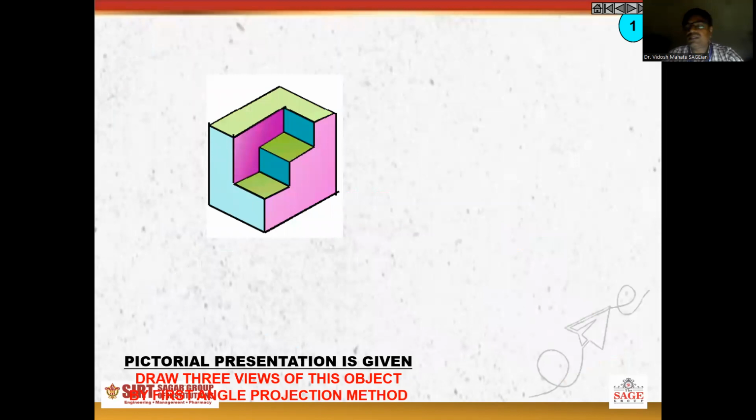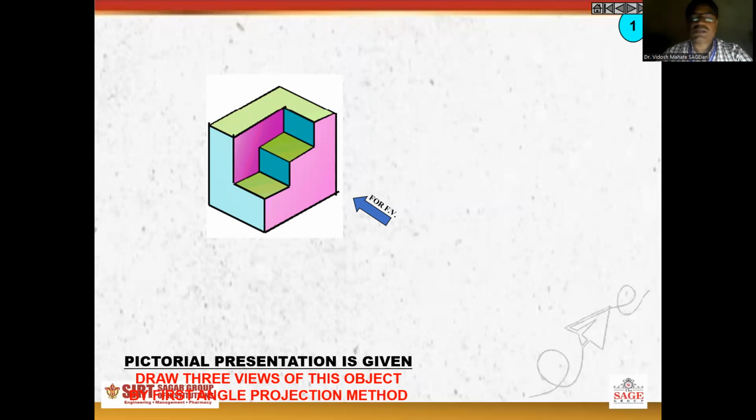Now, orthographic projection. In orthographic projection, there are three important things. First is the object, second is the observer, and third is the plane. There is one object that is important in an orthographic projection. Second, the arrow mark is the observer, that means the position of the observer is here.